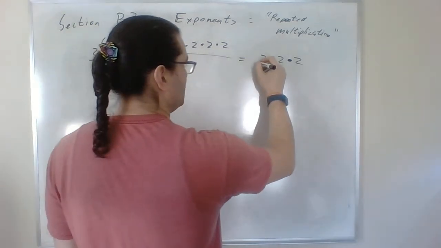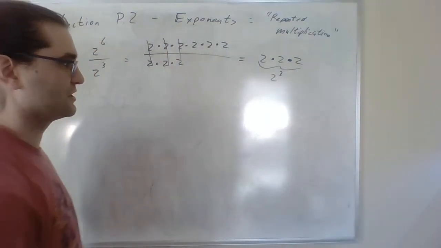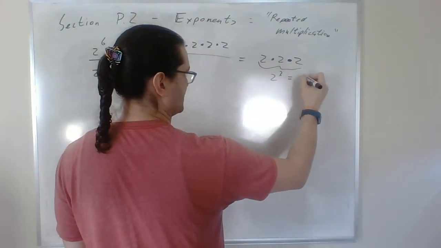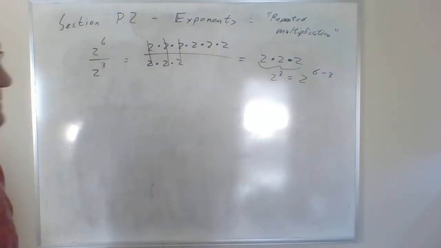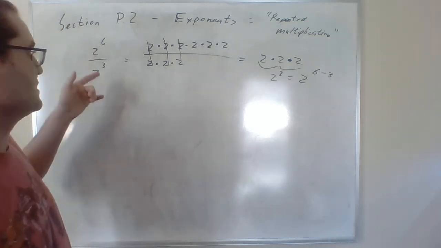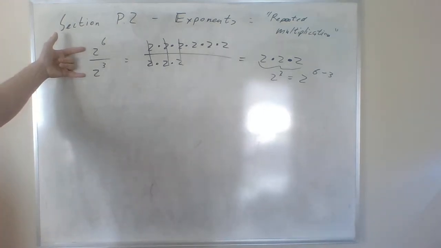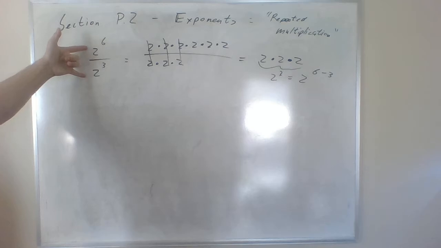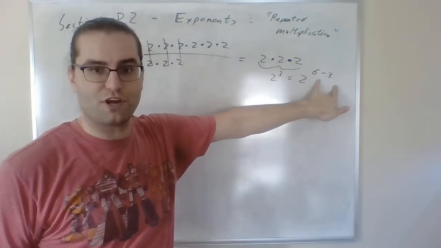What we have is 2 cubed, which hopefully makes sense because this is 2 to the 6 minus 3. So if multiplication outside is addition inside, then division outside, hopefully, stands to reason that that should end up being subtraction on the inside.